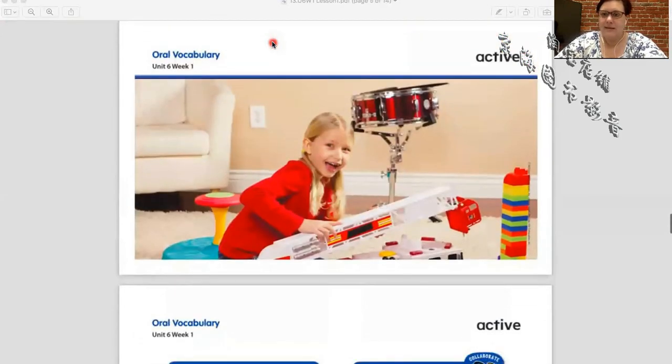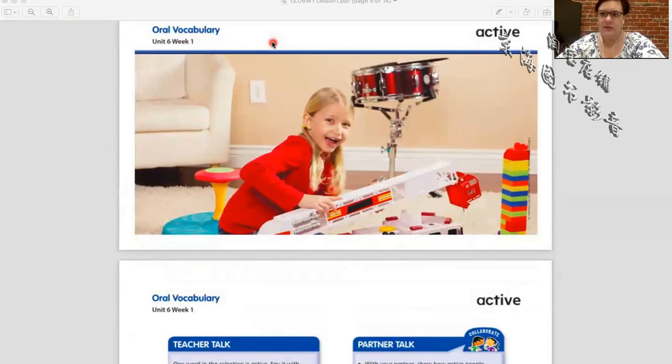Okay, lastly, our word is active. So is active sitting very still? Is active moving around a lot and getting crazy? Yeah. So active is any way that we move our bodies, or we do something, okay? So if you're playing with your toys, if you're running, if you're studying, you are being really active, okay? So there's different ways to be active.